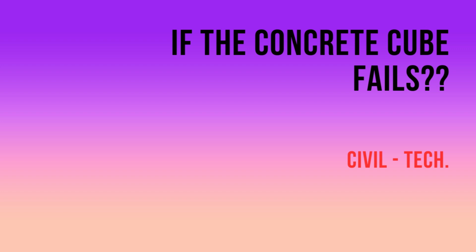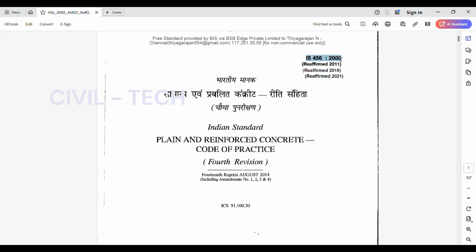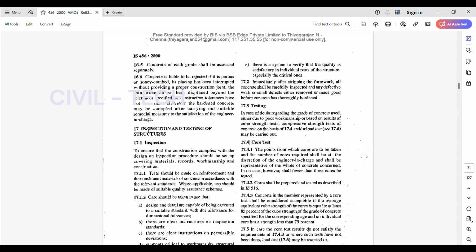Hi everyone. Today we are going to see what happens if the concrete cube fails. We can refer to IS 456-2000, reaffirmed 2021. In Clause 17, the inspection and testing of structures are mentioned. In sub-clause 17.3, testing is there.